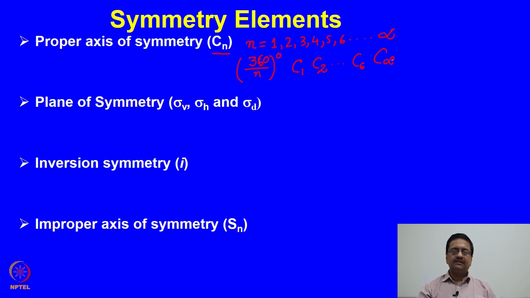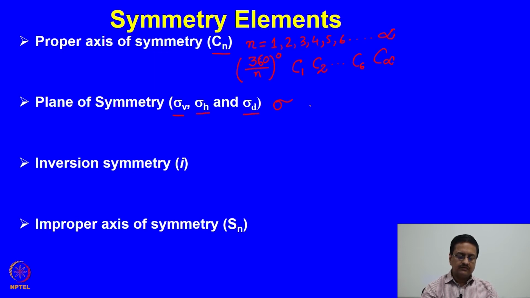Then the next element of symmetry that one should look for is the mirror plane or the plane of symmetry. The plane of symmetry can be of 3 different types: sigma v, sigma h and sigma d. The plane of symmetry is always designated by the Greek letter sigma, and the suffixes v, h and d are used to identify those planes with respect to some principal axis or the proper axis of symmetry.